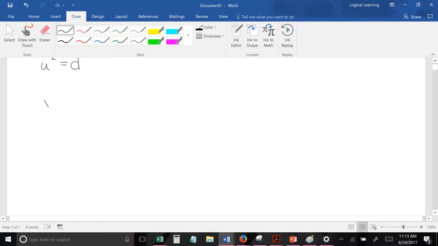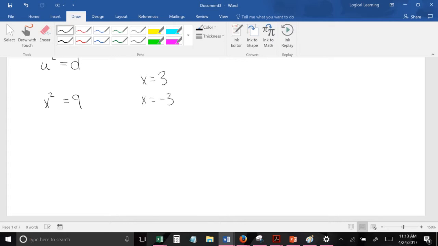Simply, if we have x squared equals 9, what would you think x is? Well, since 3 squared is 9, we think x is 3. But in fact, if x is negative 3, negative 3 squared is negative 3 times negative 3, and so that too is in fact 9.